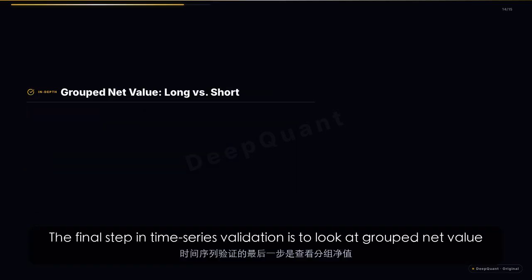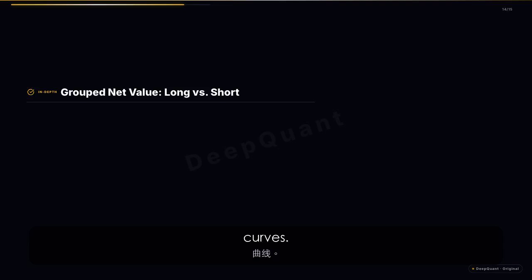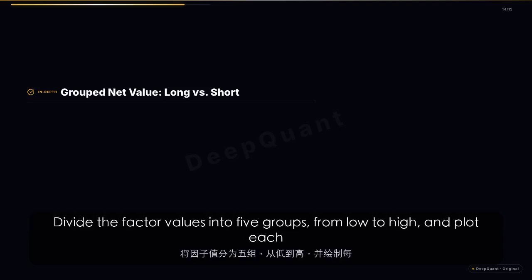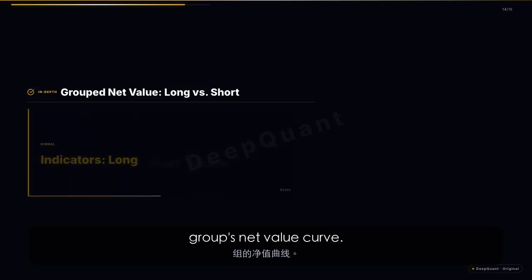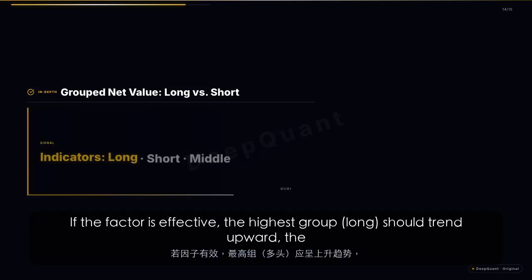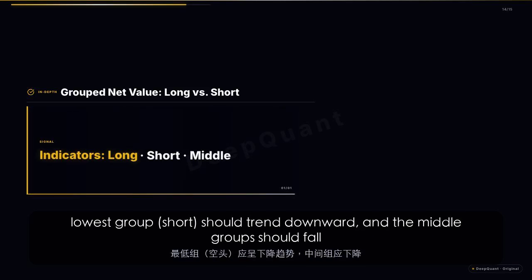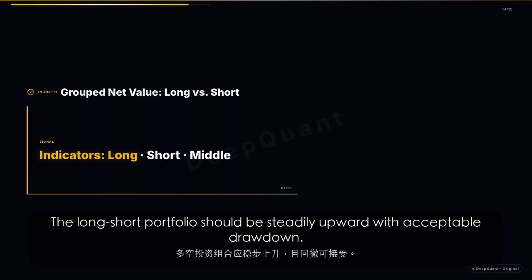The final step in time series validation is to look at grouped net value curves. Divide the factor values into 5 groups, from low to high, and plot each group's net value curve. If the factor is effective, the highest group, long, should trend upward, the lowest group, short, should trend downward, and the middle groups should fall in between. The long-short portfolio should be steadily upward with acceptable drawdown.